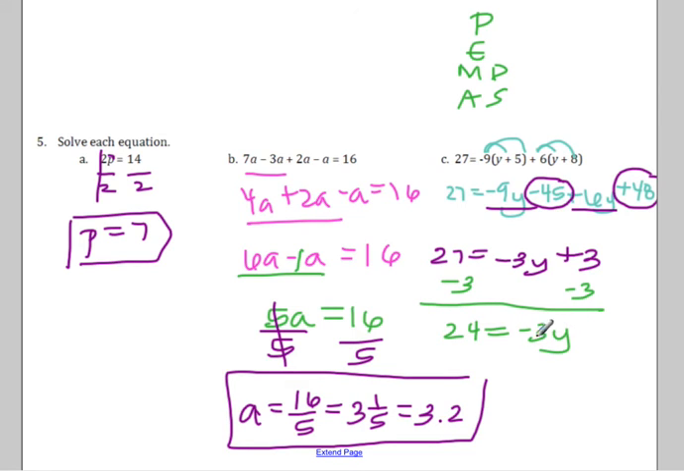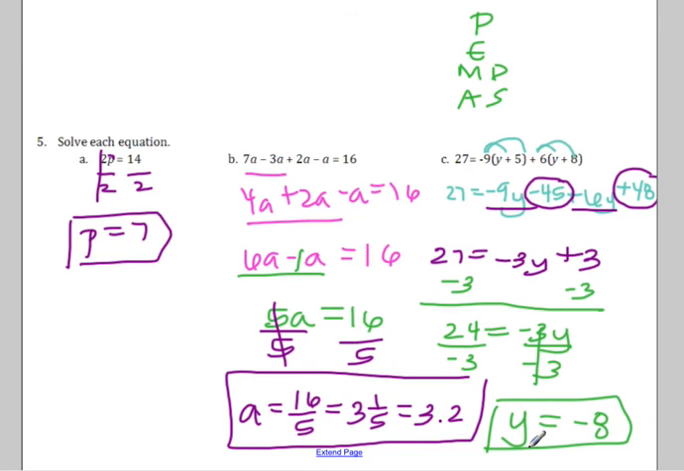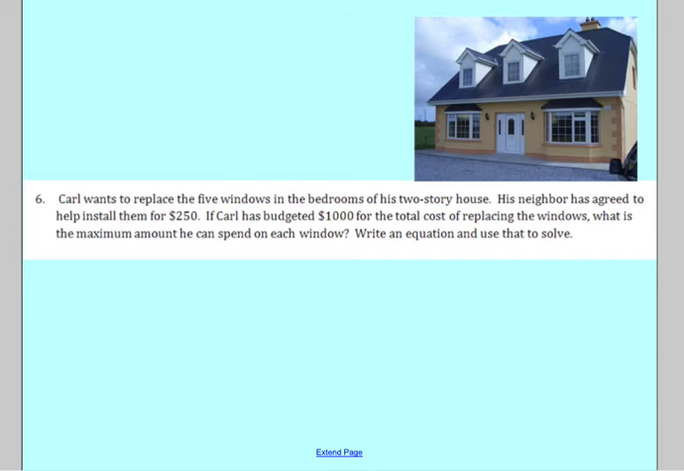And now to undo multiplication, we do division. So divide by negative 3 on both sides. So 24 divided by negative 3 is negative 8. So y is equal to negative 8. All right. And we have one final problem on this video.